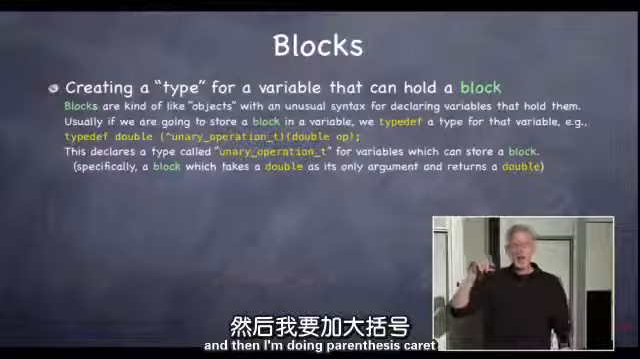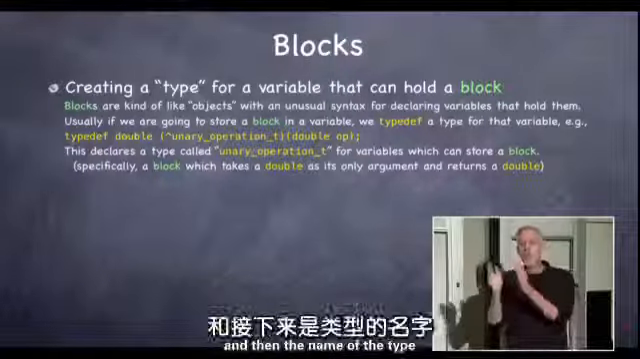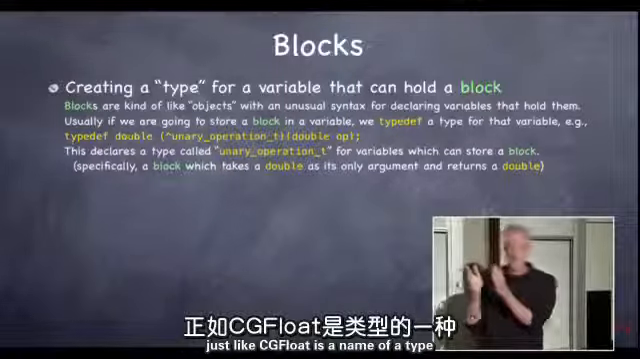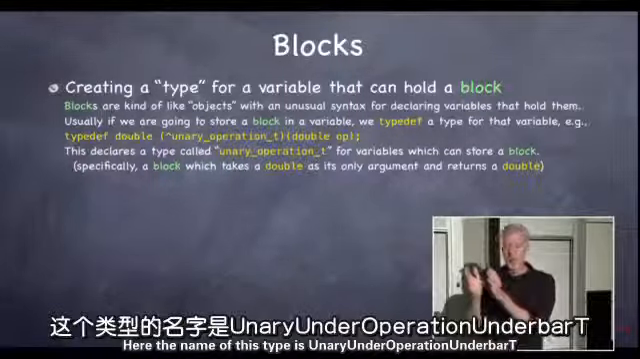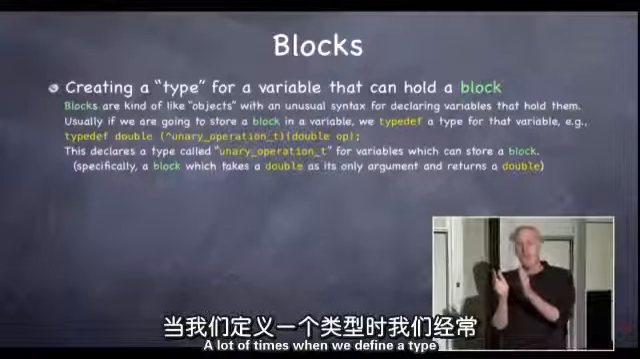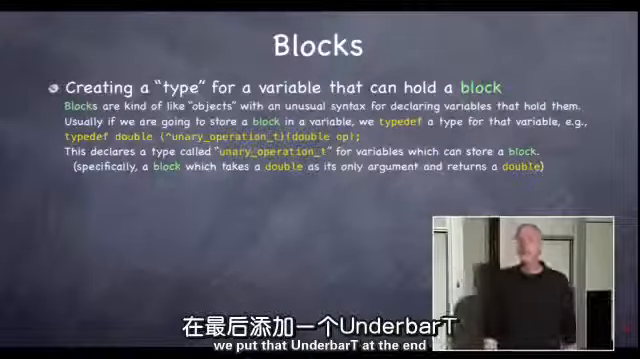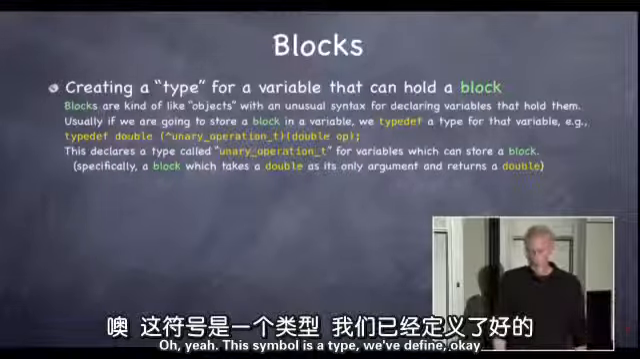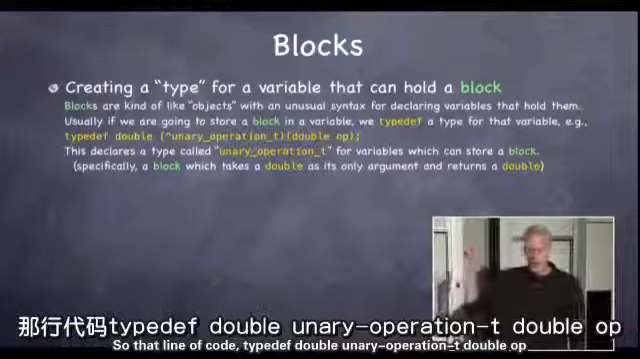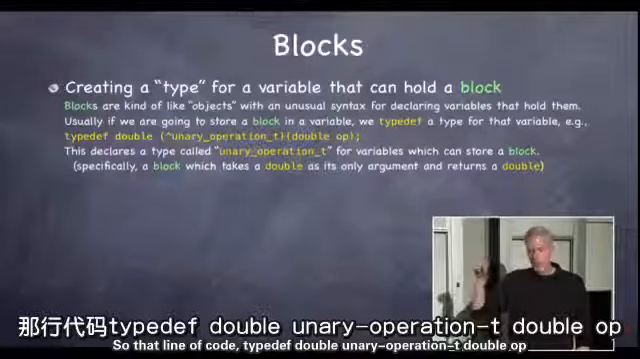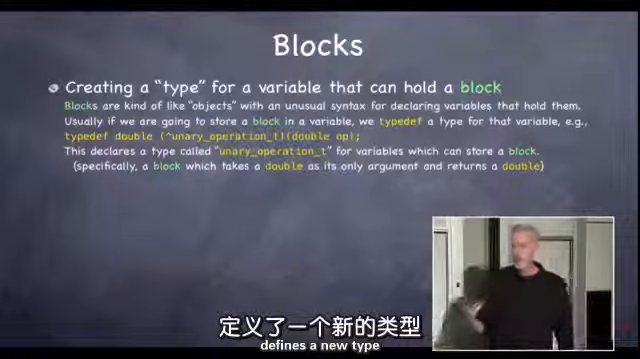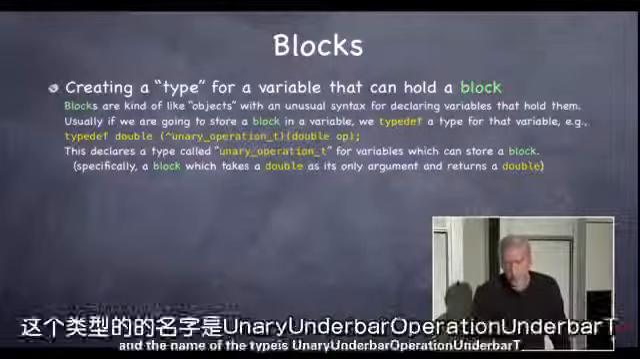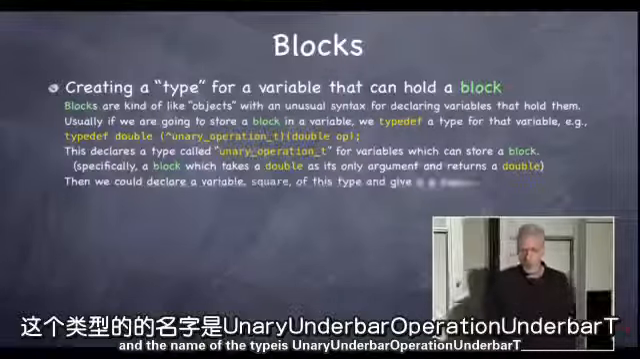Okay? And then I'm doing parentheses caret and then the name of the type. It's like CGFloat is the name of a type. Here, the name of this type is unary_operation_t. A lot of times when we define a type, we put that _t at the end just to make sure we realize, oh yeah, this symbol is a type we defined. Okay? So that line of code, typedef double (^unary_operation_t)(double op), defines a new type, which is a block that takes a double and returns a double. And the name of the type is unary_operation_t.